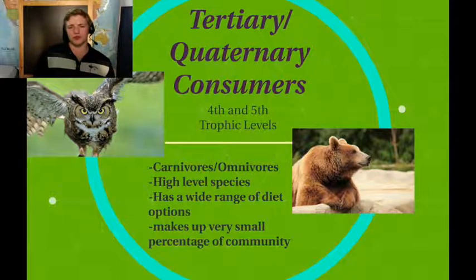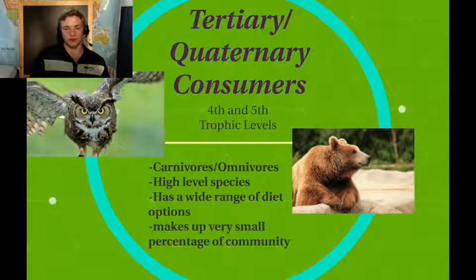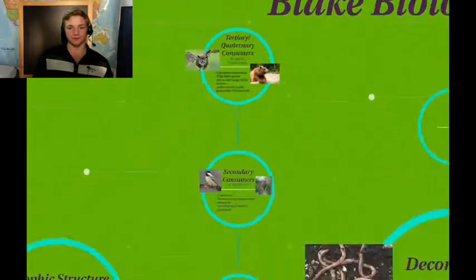These organisms usually are carnivores or omnivores. They have a very wide range of diet. Bears, for example, eat berries and salmon, as well as many other things. These are usually high-level organisms, meaning they're more complex. They aren't simple like insects.